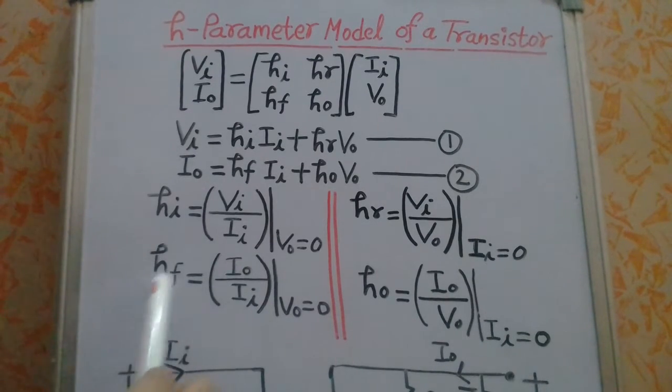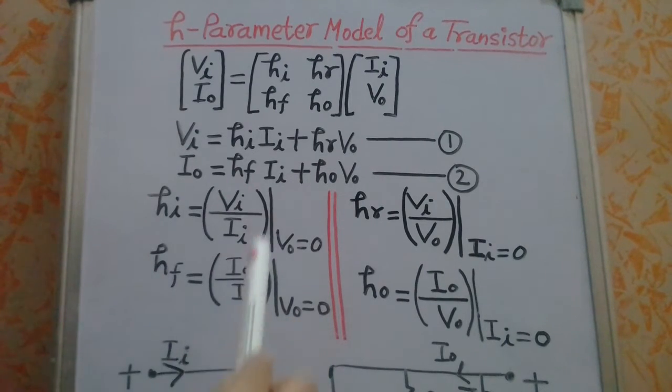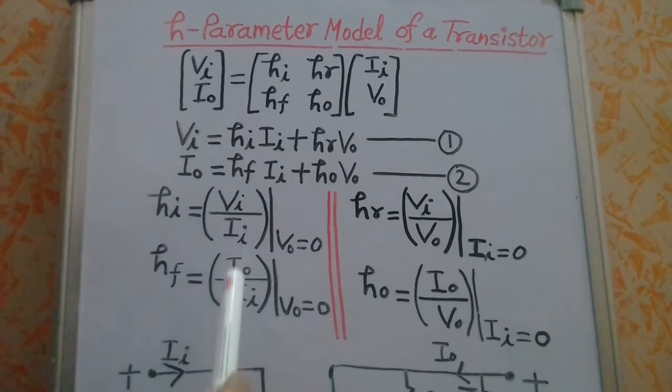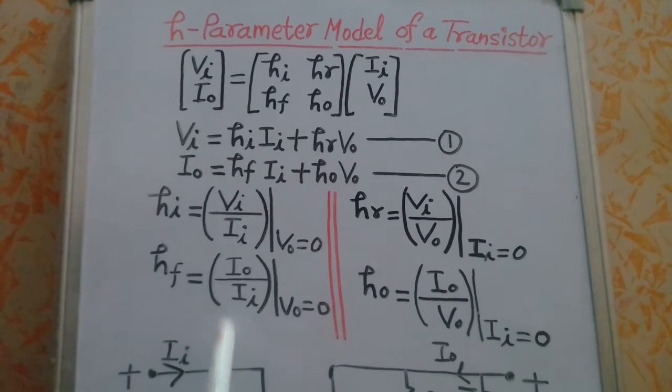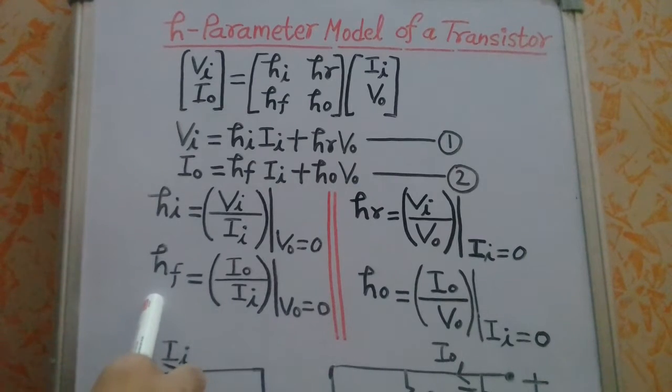See, this HF is nothing but the ratio of two currents. IO is the output current, II is the input current. So output current by input current, the ratio of two currents, is nothing but the current gain. So this HF is nothing but the current gain of the transistor.